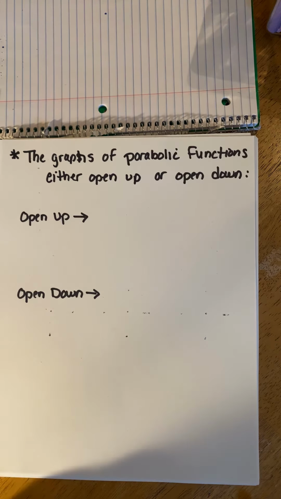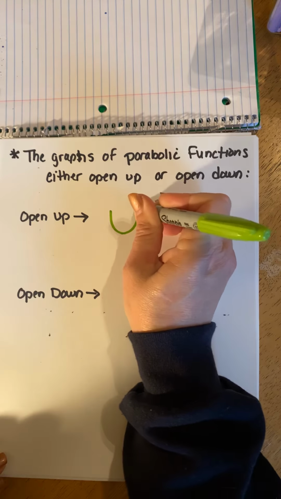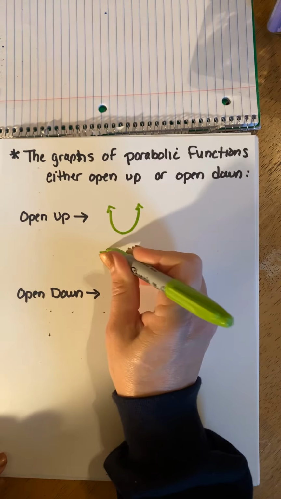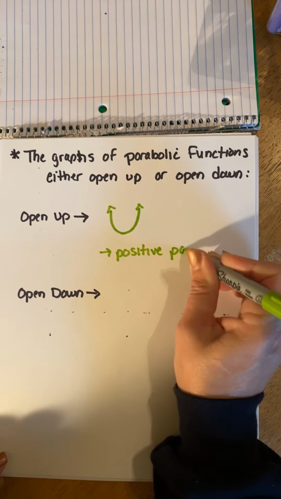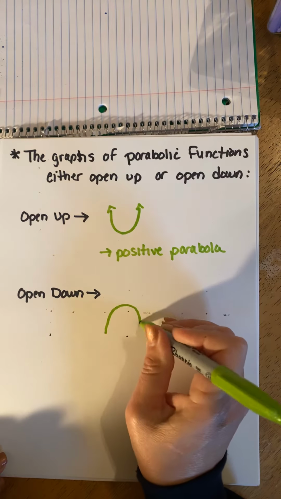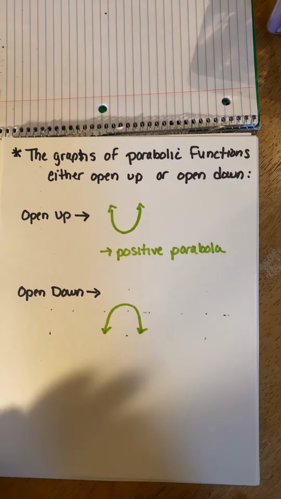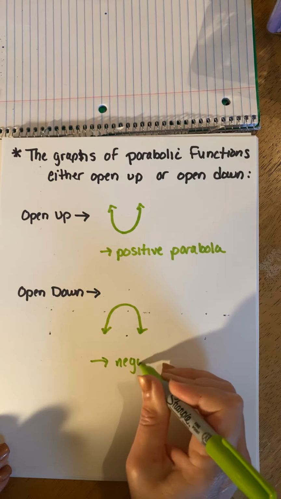A parabola opens up, it looks like this. And we call this a positive parabola. It opens down. When the arrows point down, it looks like an upside down bowl, and this is called a negative parabola.